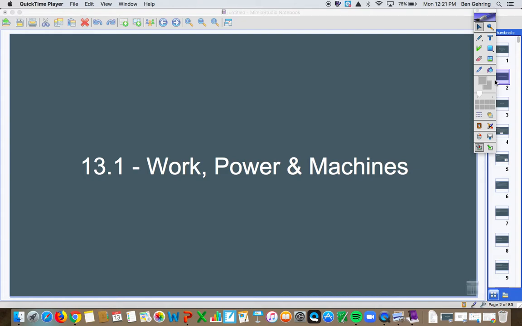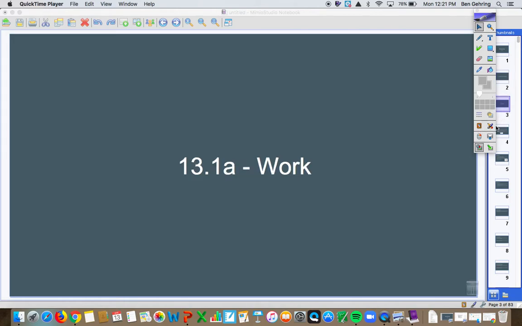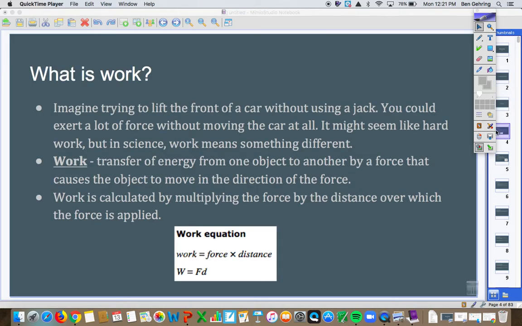So in this section, we're talking about work, power, and machines. Today specifically, we're going to just talk about work. This is section 1, and it's going to be on work. So the first question is, what is work? That is what we're trying to answer.